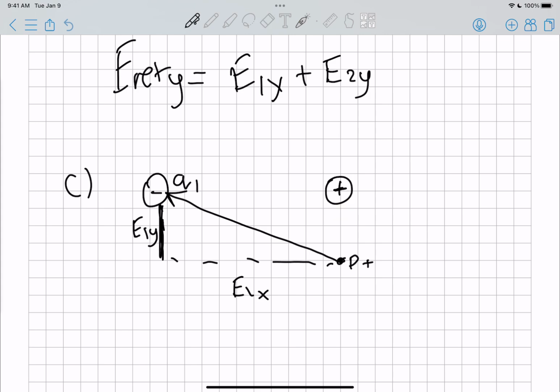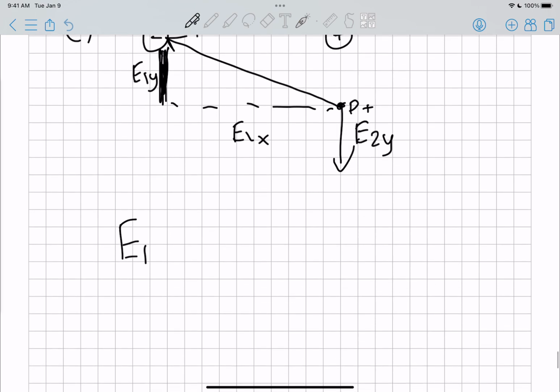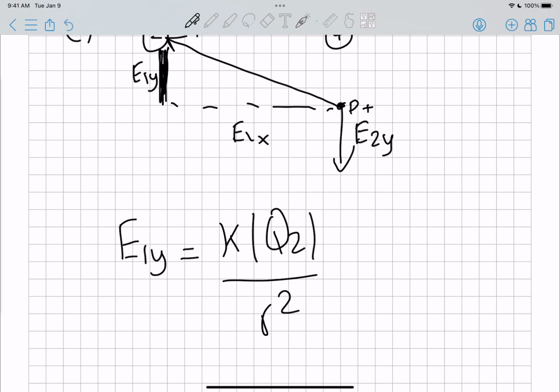Exactly. So if it's positive, it gets repelled, and so it moves downwards like this. So this is E2y, and E2y should cancel out E1y. But we just have to find out what the charge of Q is such that the electric field generated by it would cancel it out. Does that make sense? So effectively, E1y is now equal to kQ2 over r squared. Does that make sense?